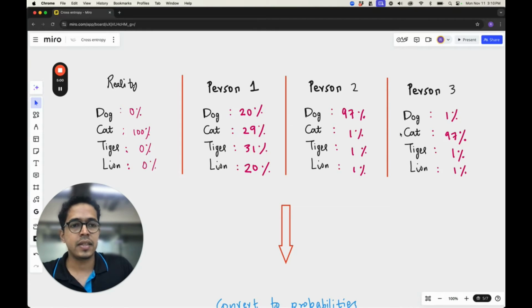And you can see that person 3 is closest to the reality. Person 2, because that person is confidently wrong, is the farthest away from the reality. And person 1 is as good as random guessing because the confidence level is very, very poor.